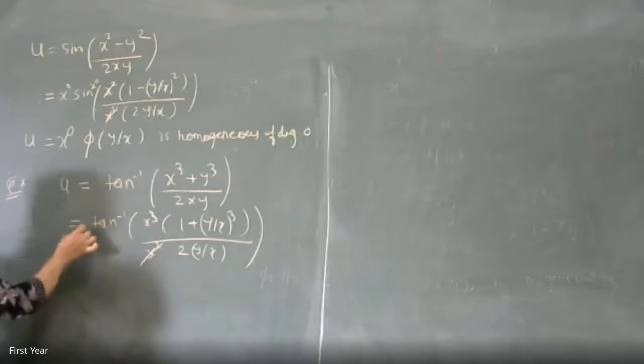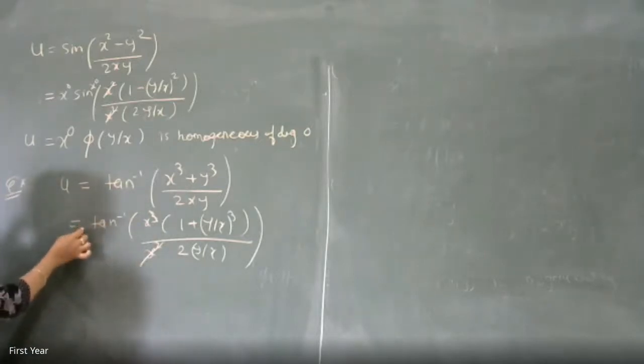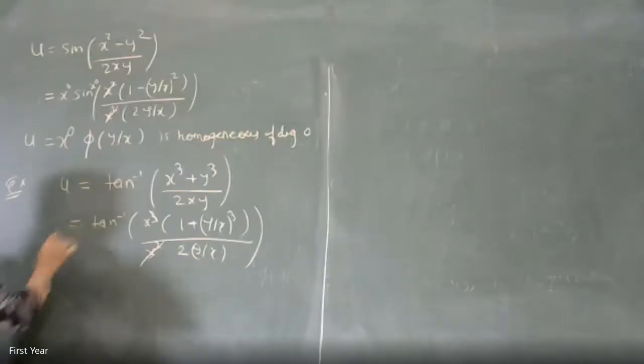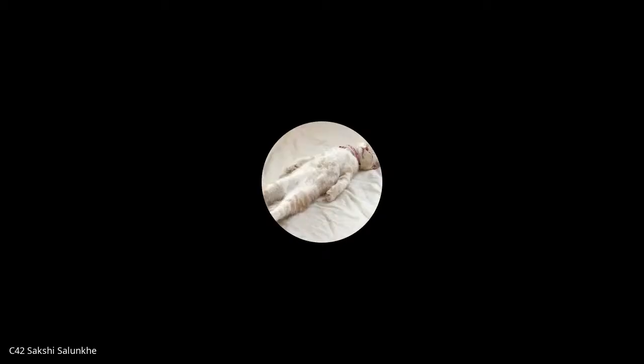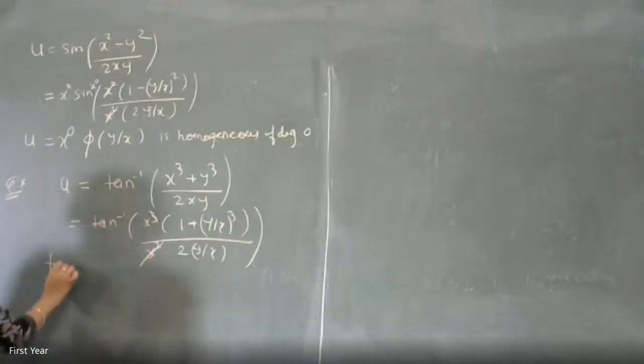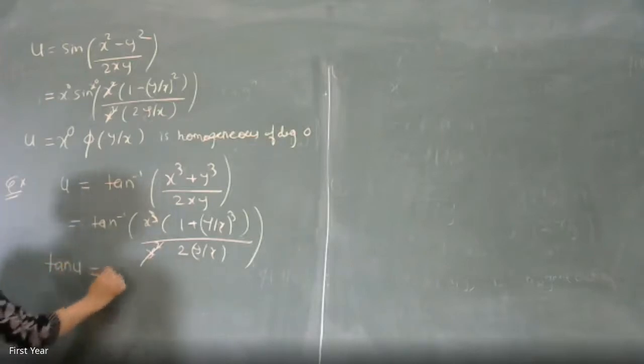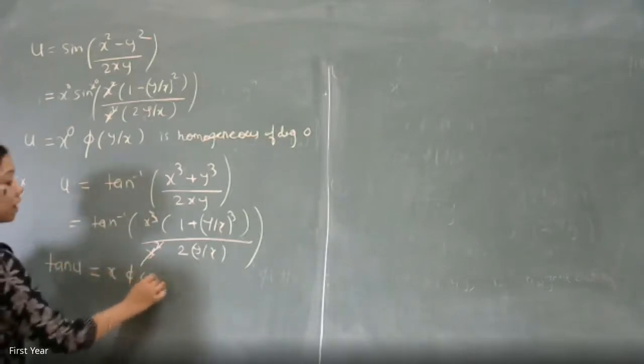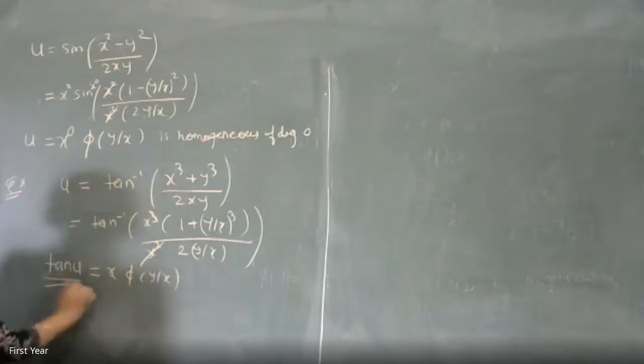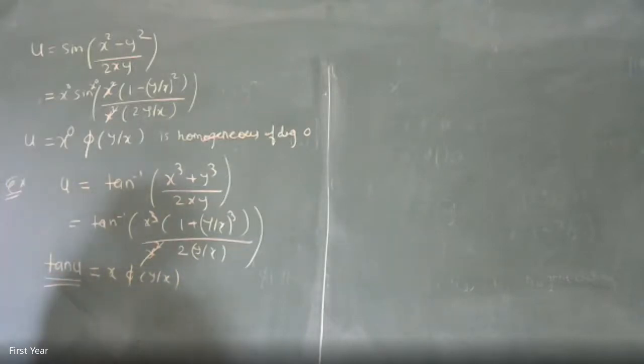Can I take this x directly outside? No, tan inverse is there in the middle. So I have to take tan inverse on the other side. Then tan u is equal to x into some function of y by x. So who is homogeneous? Tan u is homogeneous and not u.